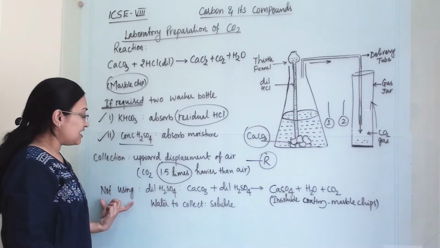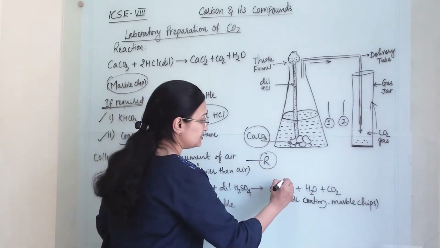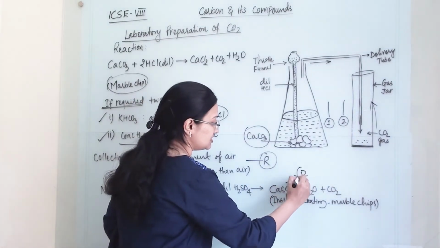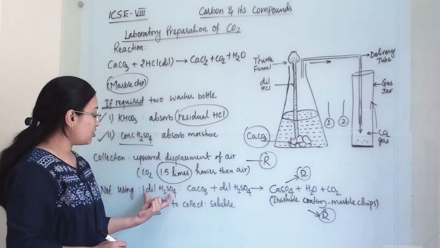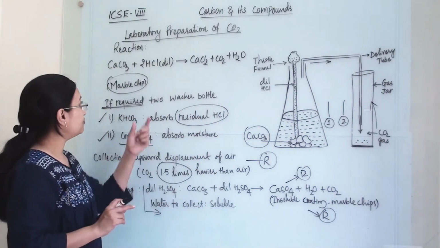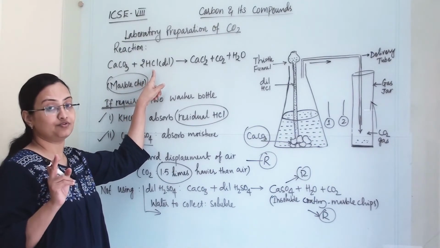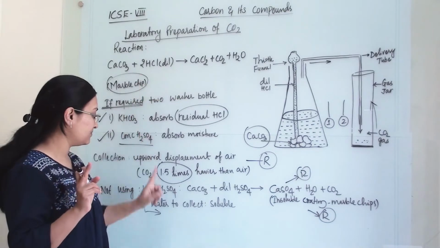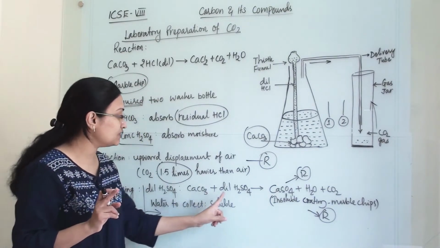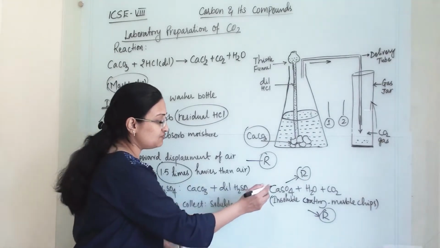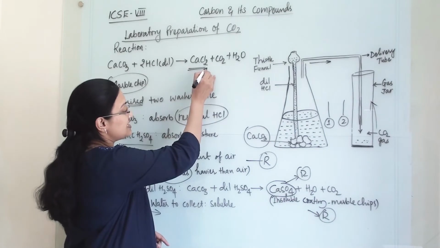Then why are we not using this too? So this also can be asked in a reason question. Here this is another reason, and this is another reason. Why are we not using dilute H2SO4 in place of hydrochloric acid in the laboratory preparation of carbon dioxide? When we use dilute H2SO4, this will be the reaction, and in this we get CaSO4 instead of CaCl2.